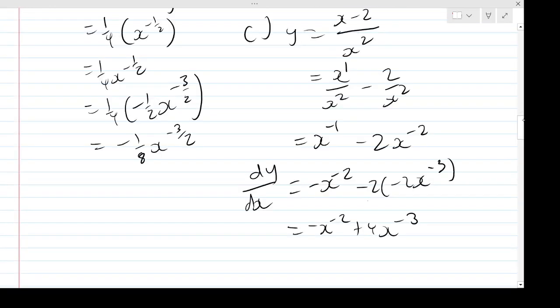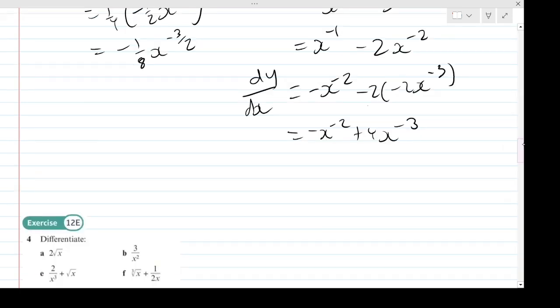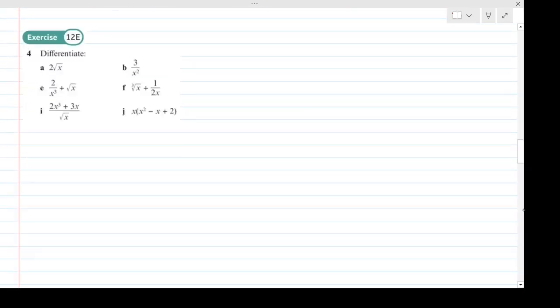So yes, make sure you are confident as well as the power rule. You're confident in your index laws as well. We looked at that at the start of the course. So you need to be confident how I use index laws to simplify these expressions here. But hopefully that was clear.